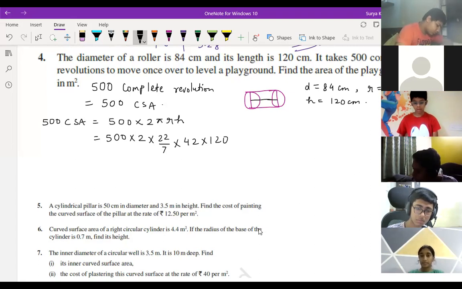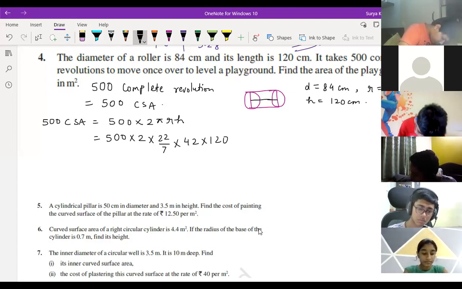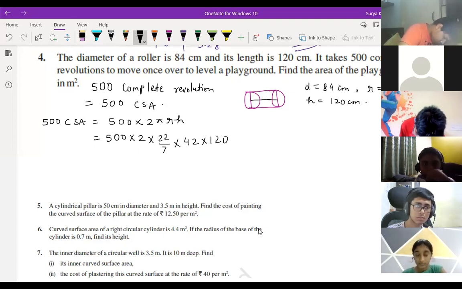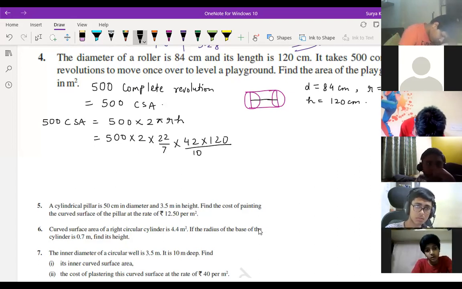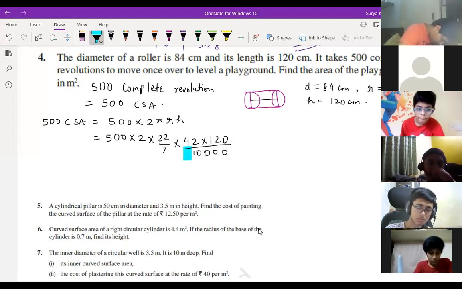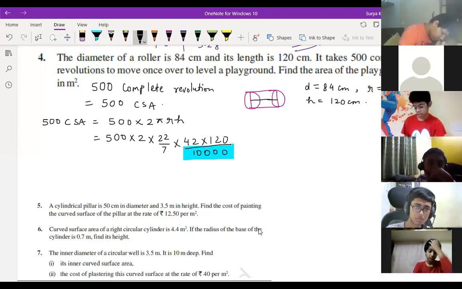But all these things we are doing in centimeter square, children. So first you do it in centimeter square only, and then you can divide by 10,000. I'm just writing here, making one round over here so that it will be easier. So this whole thing becomes meter square. Is it clear, children?